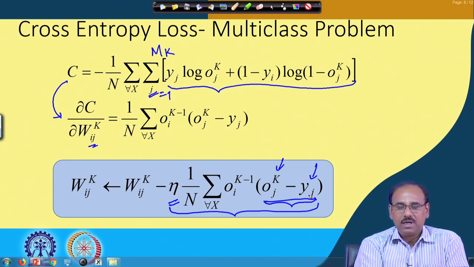So, this is the advantage of using the cross entropy loss for training the neural network over the quadratic error which is used for training the neural network. But you have to remember that if I want to use this cross entropy loss, then the output of the neural network must be a softmax output, because it has to be a probabilistic measure.